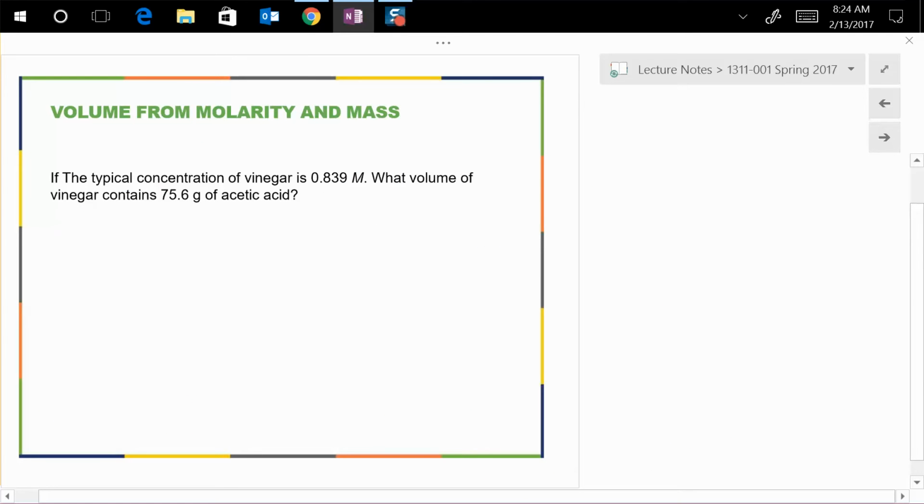The typical concentration of vinegar is 0.839 molar. So that's what you buy at the grocery store, and that's the molarity of the acetic acid in the vinegar solution. What volume of vinegar contains 75.6 grams of acetic acid? So, first thing, figure out the process. What is the process here that I'm following?